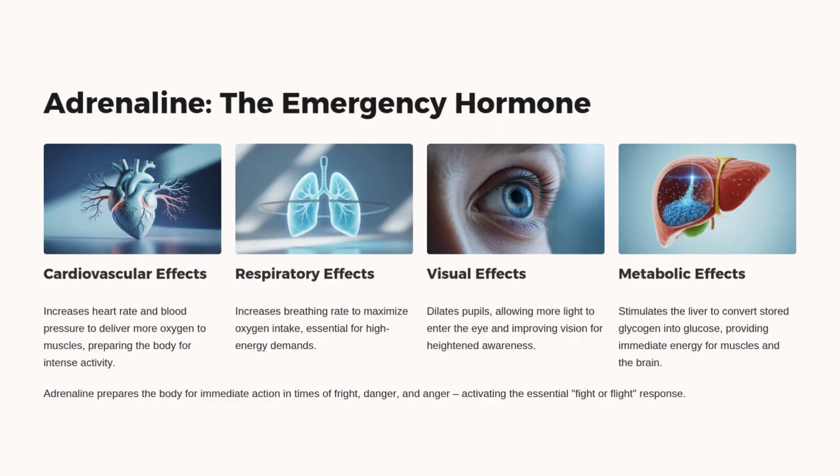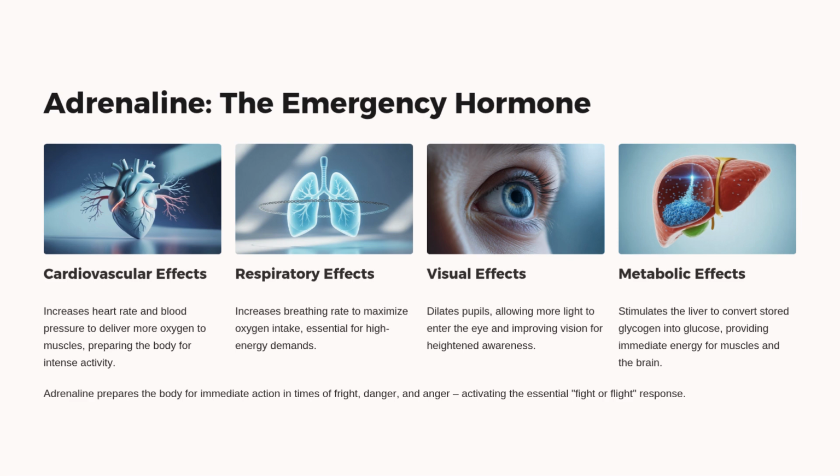Adrenaline, the emergency hormone. Cardiovascular effects. Increases heart rate and blood pressure to deliver more oxygen to muscles, preparing the body for intense activity. Respiratory effects. Increases breathing rate to maximize oxygen intake, essential for high energy demands. Visual effects. Dilates pupils, allowing more light to enter the eye and improving vision for heightened awareness.